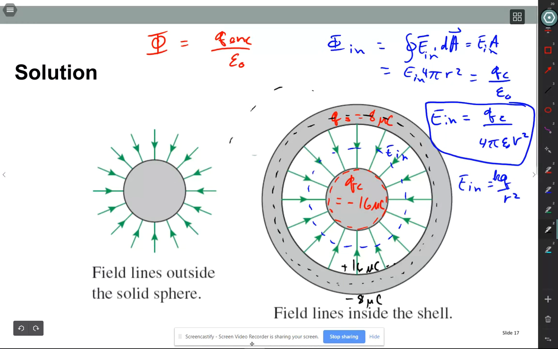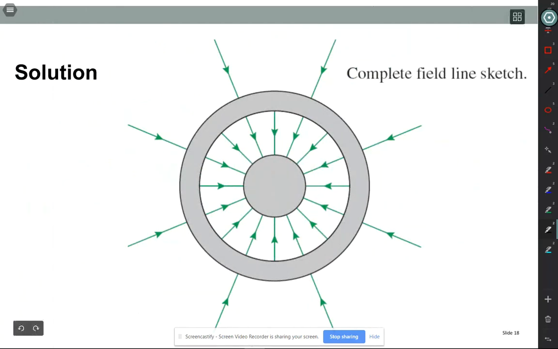And then if we take some surface out here, the total charge enclosed is going to be, since the plus 16 and minus 16 added up to 0, we just take that minus 8 on the outer portion, and we're going to have the electric field outside as if you had a charge of minus 8 microcoulombs at the center. So we can construct the entire electric field picture using Gauss's law. We can determine how much charge is on each surface. So here are pictures showing what it actually looks like for the solution.